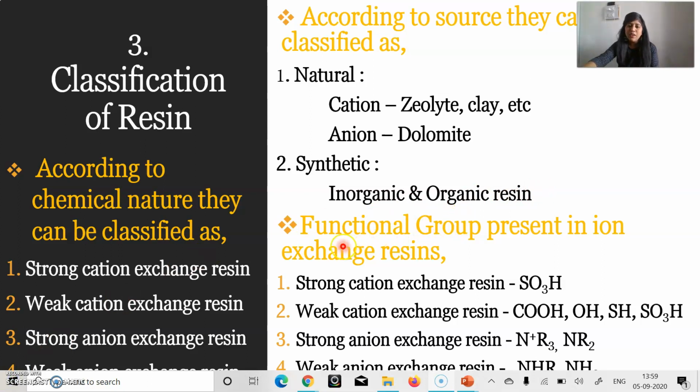Next is the functional group present in an ion exchange resin. For example, strong cationic exchange resin has a functional group like SO3H. Weak cationic exchange resins have functional groups like carboxylic acid group, hydroxyl groups, SH group, SO3H groups. Strong anionic exchange resins have NR2 groups. Weak anionic exchange resins also have NHR groups, NH2 groups, and many more.